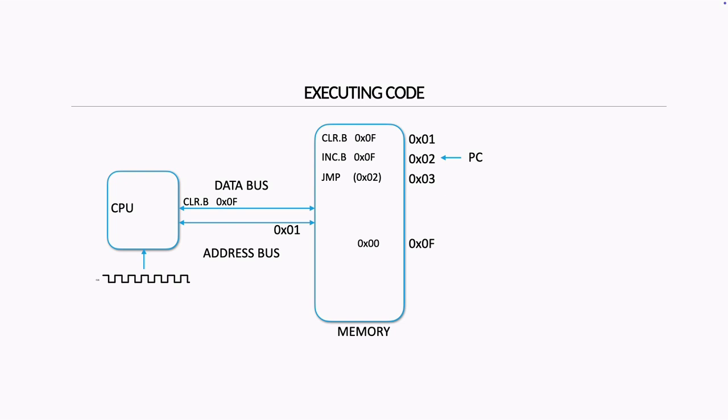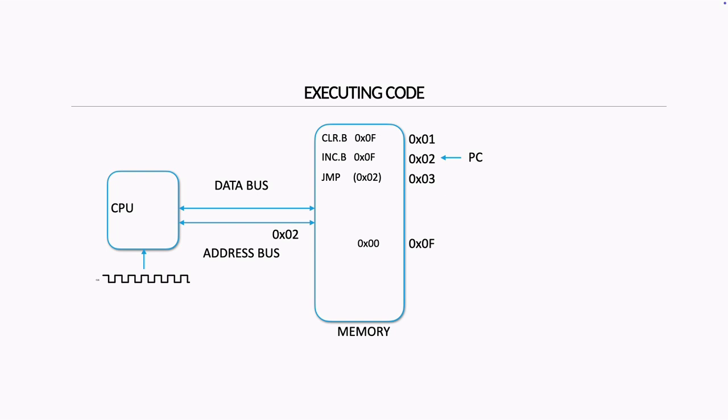The third step is to execute the instruction in the CPU. The CPU decodes the instruction and performs the command given to it. In this example, the command is to clear the destination address 0f. The value stored at address 0f is cleared to 0. By clearing, we mean setting the value to 0.